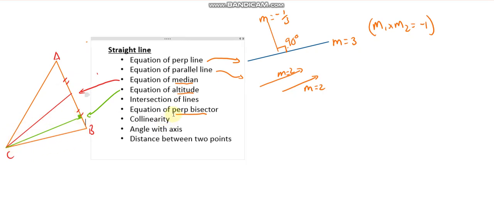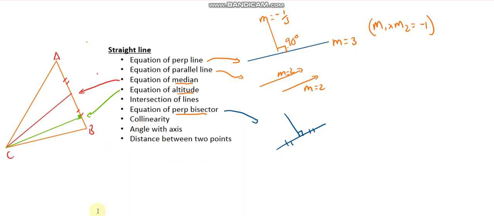The perpendicular bisector would do both. So the perpendicular bisector is going to cut a line in half and meet at 90 degrees to it. Okay. Don't get confused when you're doing your equations. And also I would try and draw a sketch if there isn't one.